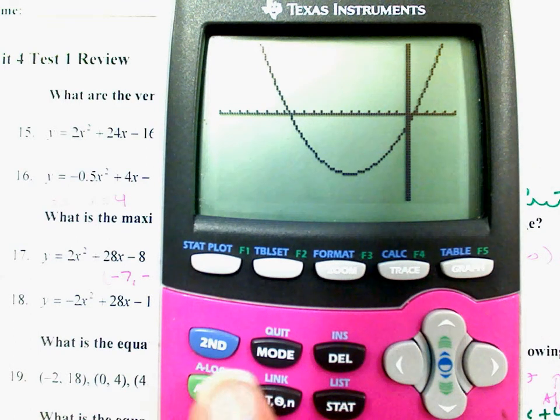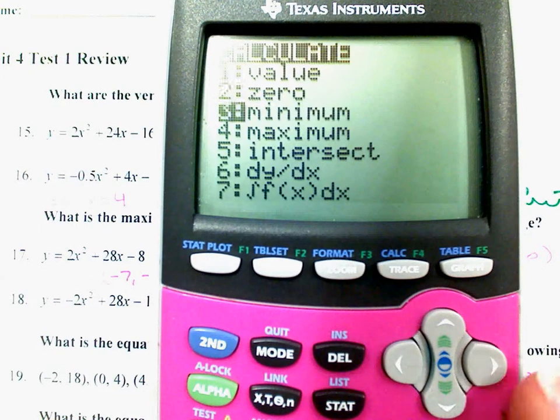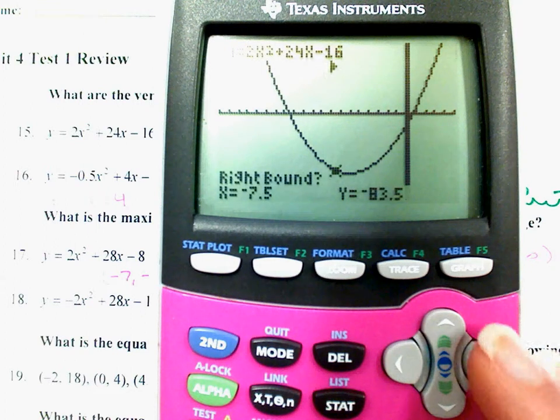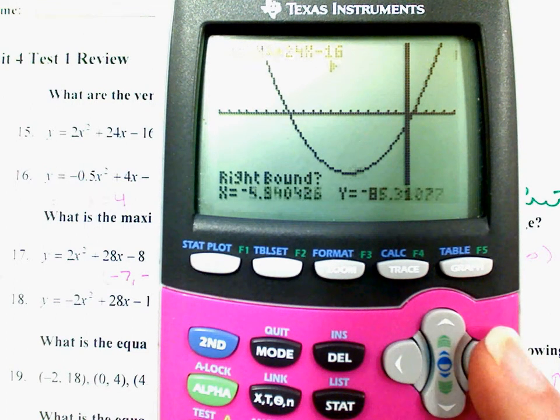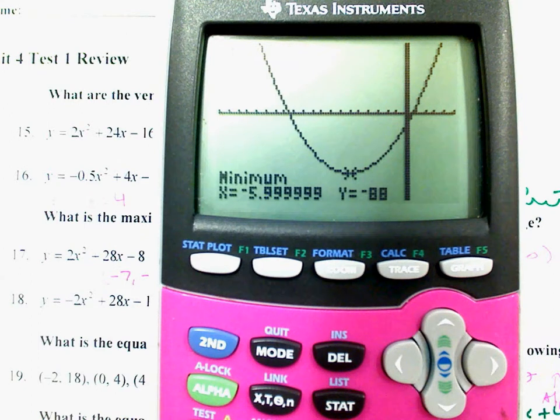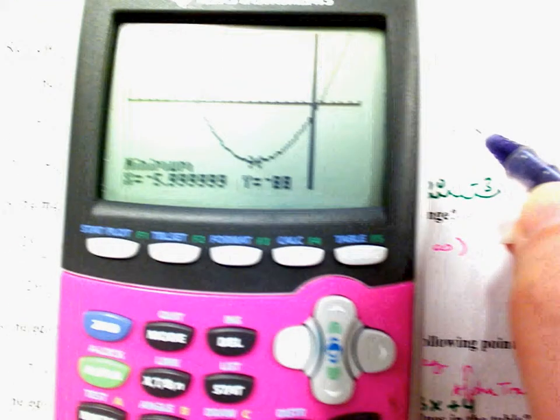Second, trace, 3. Am I to the left of the minimum right now? So I press enter. Now I go to the right of it. Enter, enter. And I find that this is my minimum. So I would say my vertex is the point what? Negative 6, comma.